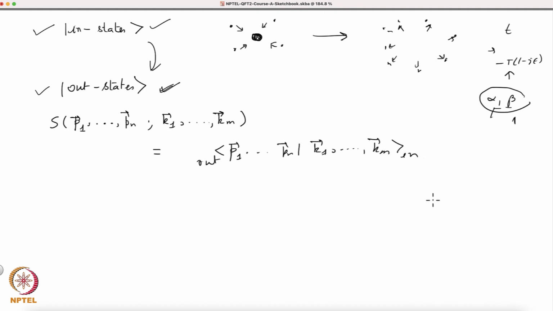These matrix elements are needed, right? Because if you want to express any in state in terms of out states, then you need to know these elements, these numbers, or these inner products. That is why we are trying to find these matrix elements, because then you can do a change of basis from in states to out states. These are called matrix elements.